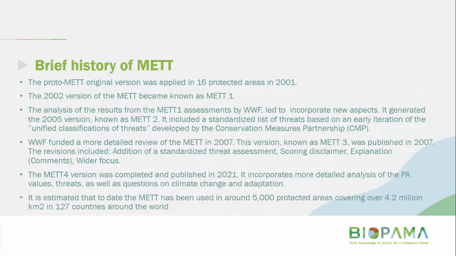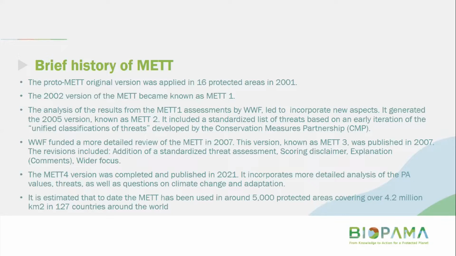There was a proto-METT original version that was applied in 16 protected areas in 2001, responding to the needs of a particular project. It was called the proto-METT because it was sort of a first arrangement on how to measure the impact of the project on those forested protected areas. In 2002, it was published more formally, and it became the METT-1, version 1 of the METT, officially published by WWF.